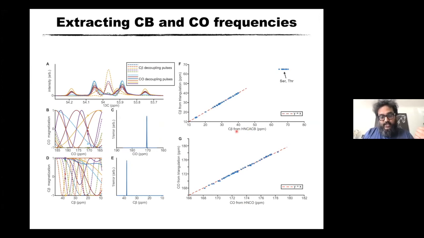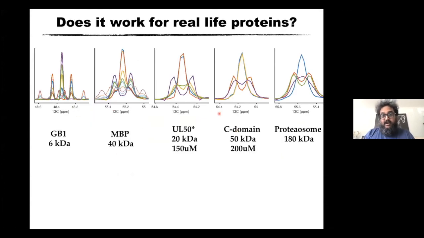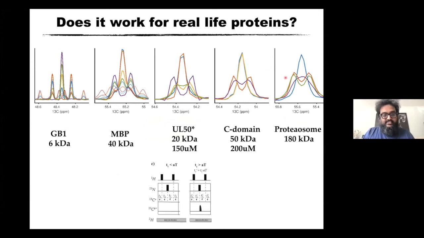So these can not only be used for assignments, they can also be used to get the frequency of the passive spins. They also work in proteins that are larger. Here you can see the different peak shapes that we are able to get for MVP. And here are real-life proteins at about 150 micromolar. And they also work in Lewis Gay's favorite, the proteasome. So you can see the peak shapes.